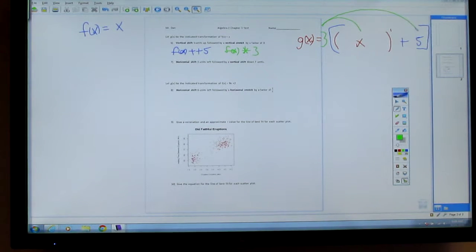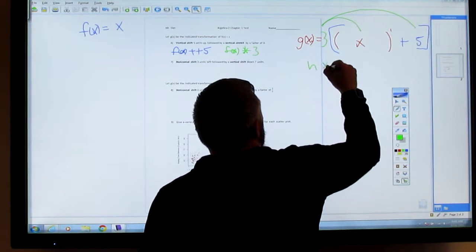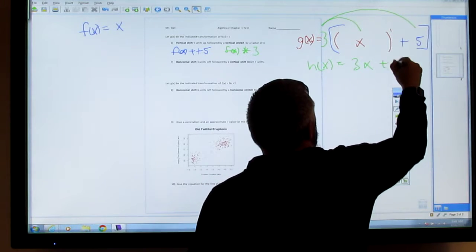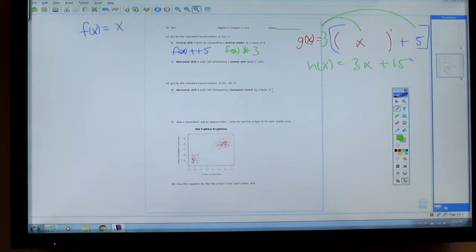Do we have to find parentheses? Yeah, you could say h of x is equal to 3x plus 15. Okay? Does that go for number 6? That's number 6, yeah.